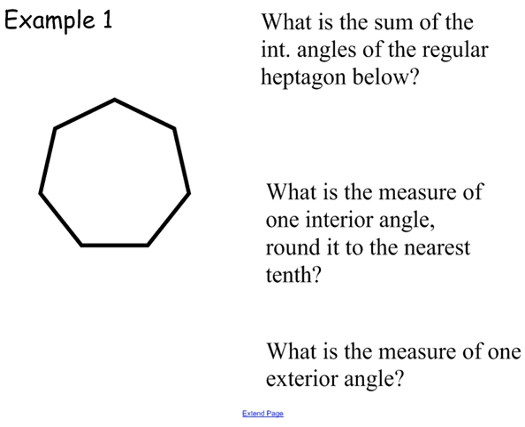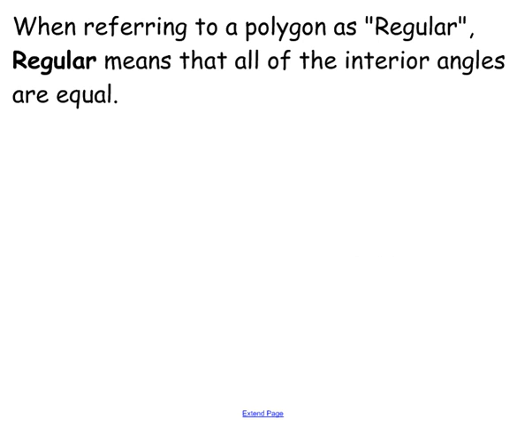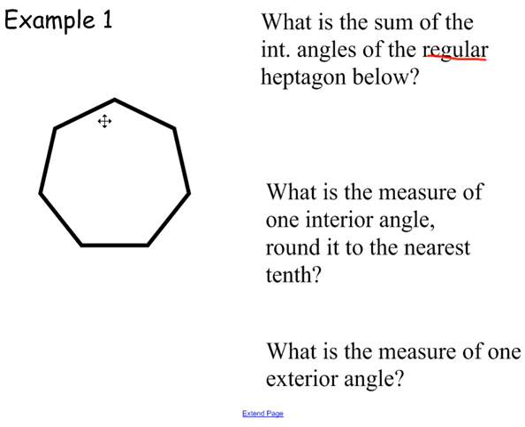It says here, what is the sum of the interior angles of the regular heptagon below? When you see that word regular and it's referring to polygons, regular means that all of the interior angles are equal. So all of the interior angles here are equal to each other. And heptagon means 7 sides.